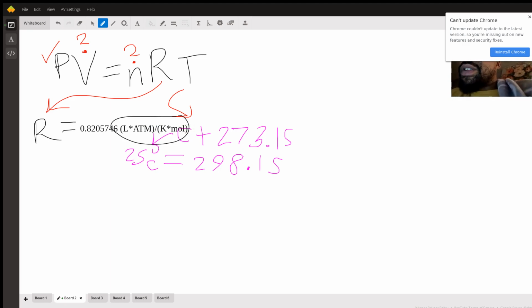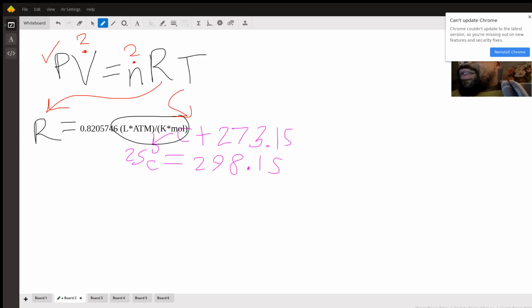Liters times atmospheres divided by Kelvin and moles. So to solve for the volume of the nitrogen gas, we have to solve for V. You have to understand this conceptually: we're going to start with stoichiometry, then go to the ideal gas law.